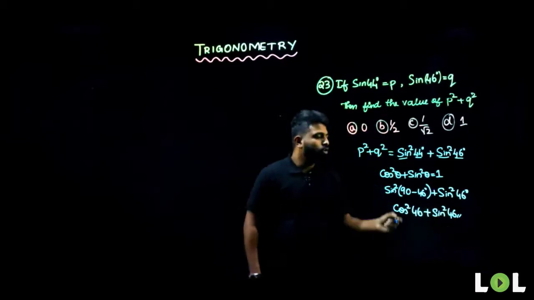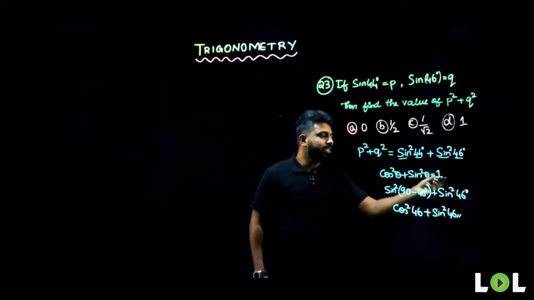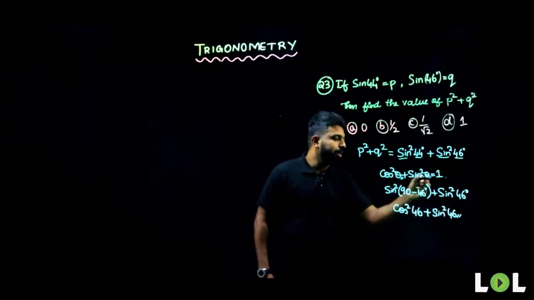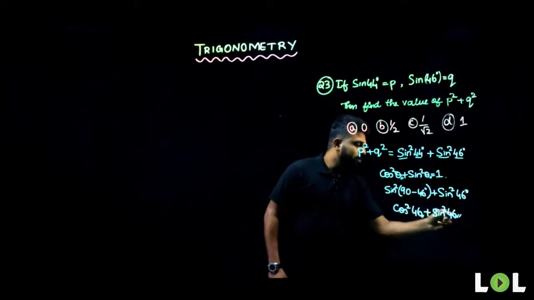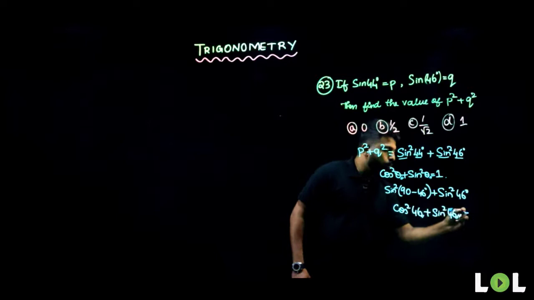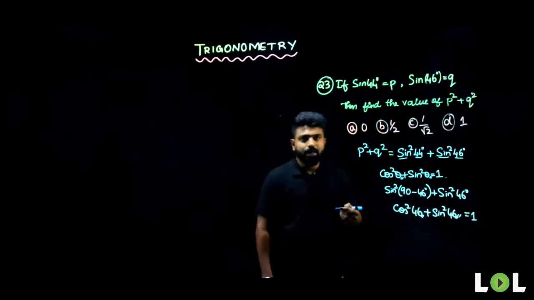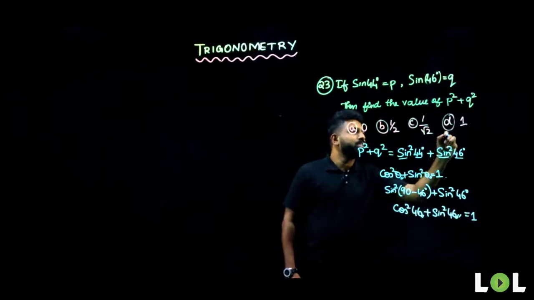Now what is the value of cos square theta plus sine square theta? It is equal to 1, meaning theta should be the same here. So we have 46 degrees on both sides. So what is it? The value will be 1, meaning our final answer will be option D, that is 1.